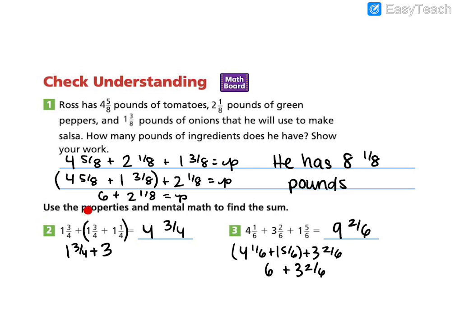For number 2, I could just use the associative property to add parentheses here. 1/4 would get me to the next whole of 2, plus 1 more would get me to 3, plus 1 3/4 gets me to 4 3/4. For number 3, I use the commutative and associative property. I use the commutative property to rearrange these two fractions. The associative property allowed me to add those two first. 5/6 gets me to the next whole of 5, plus 1 more gets me to 6 wholes, plus that additional 3 2/6 gets me my answer of 9 2/6.